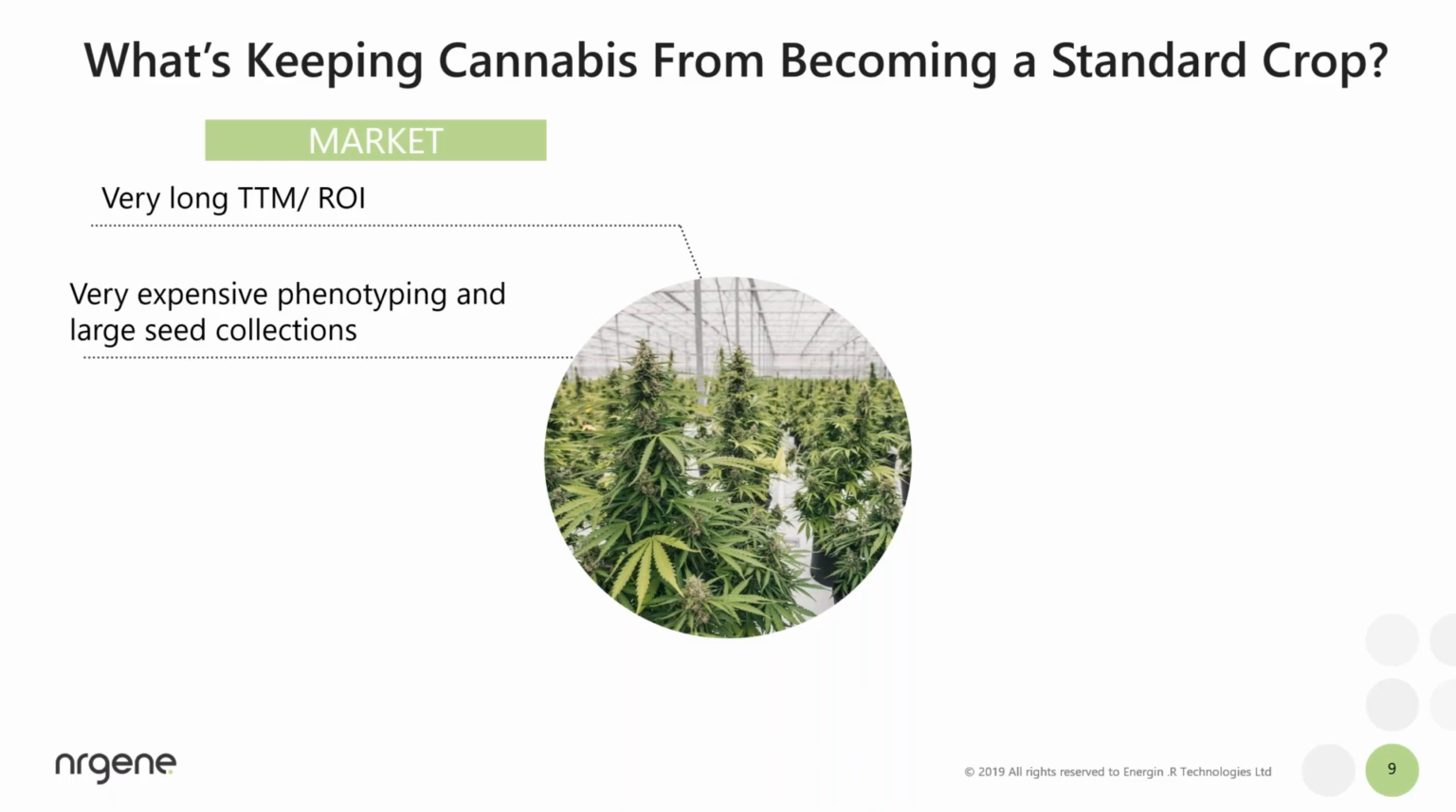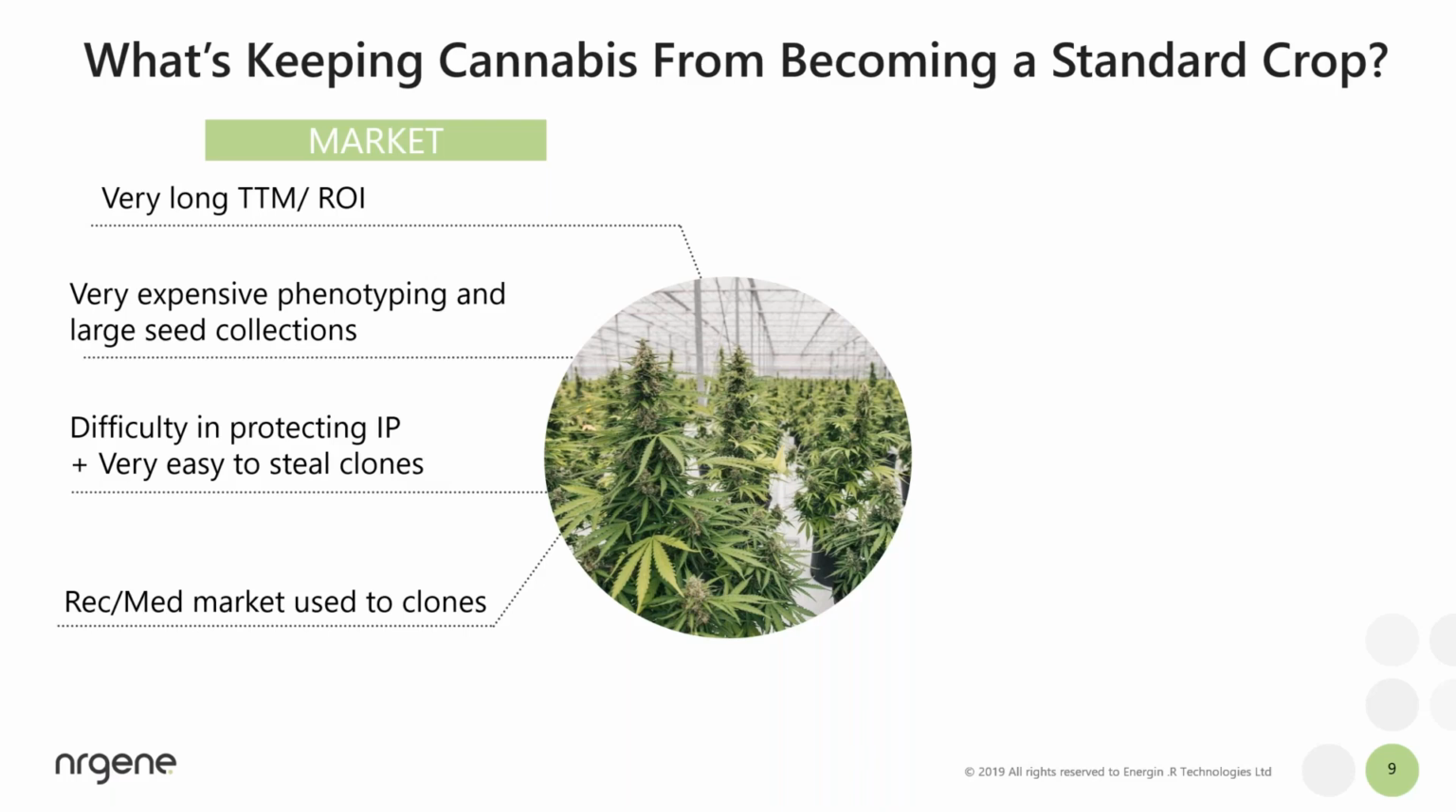Next factor is very expensive phenotyping if you're looking into chemotypes, and the seed collections, as shown earlier, are very large. So there's too many plants to handle. Usually there's a limiting space, so you can't grow 5,000 plants and phenotype all of those. And then again, there's difficulty in protecting your IP, and it's very easy to steal your clones. Any disgruntled employee can walk away with a stem, and your hard work is stolen by somebody else. But that situation is gradually changing with PVP laws improving and variety protection and registration of varieties in database.